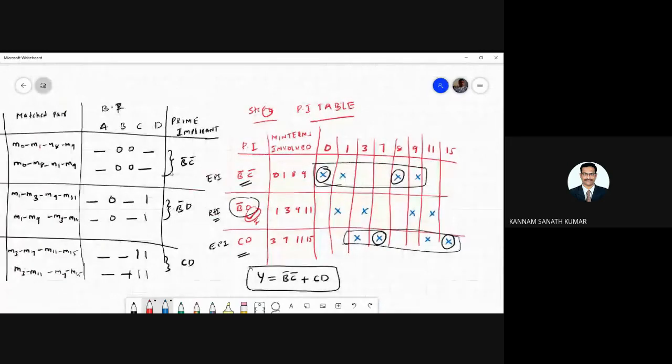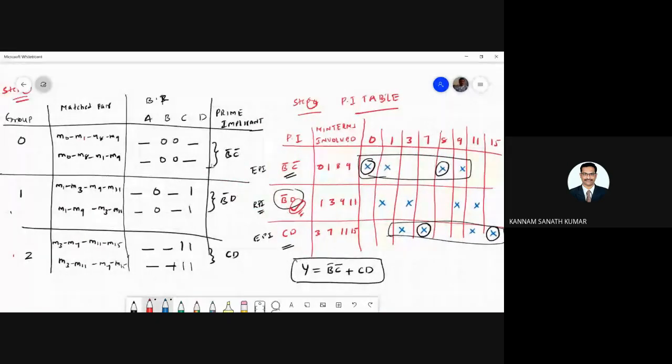This is nothing but the prime implicant table. Okay, so what are the prime implicants you got? B bar C bar, B bar D, C D. Okay, so you write these prime implicants: B bar C bar, B bar D, C D. And next you have to write the min terms involved.